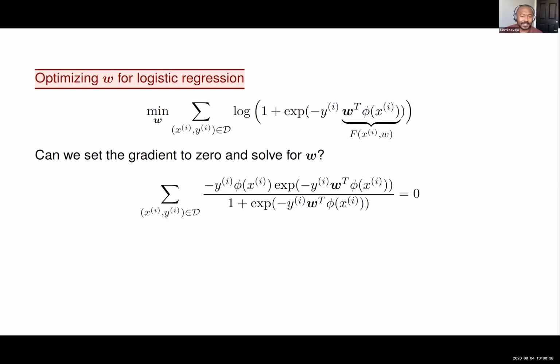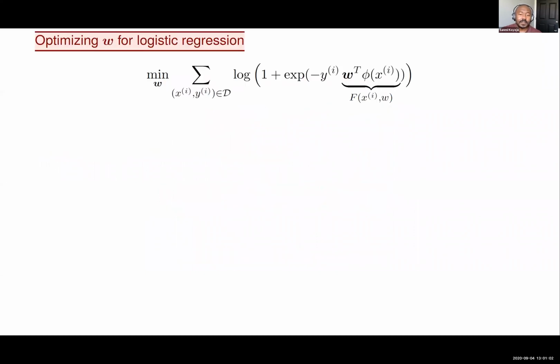It turns out that there's not an analytical solution for W. So I can't come up with a simple plug-in rule where, if I give you a data set, it gives me the solution for W. Simply plugging in and setting gradients to 0 doesn't work. So we're going to try a different strategy for finding a good setting for W. Instead, we're going to use what is known as gradient descent.